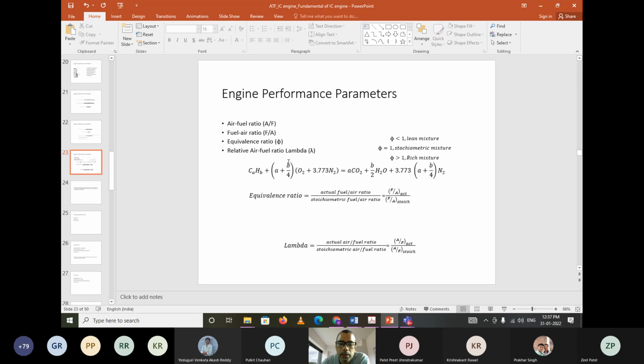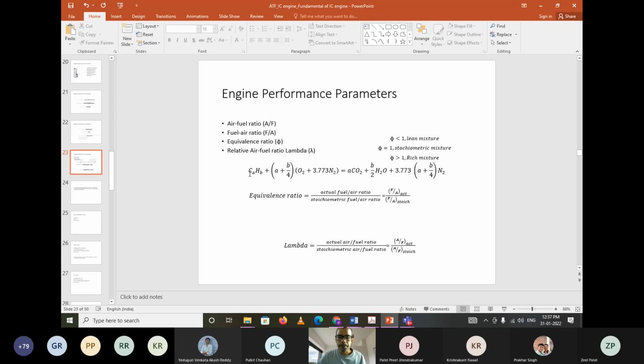8 plus how much? 18 plus 4, so it will come around 12.5. Am I correct? Yes, sir. So it's C8H18 plus 12.5 O2 plus 3.773 into 12.5 nitrogen, giving 8 CO2 and 9 H2O, and then 3.773 into 12.5 nitrogen.